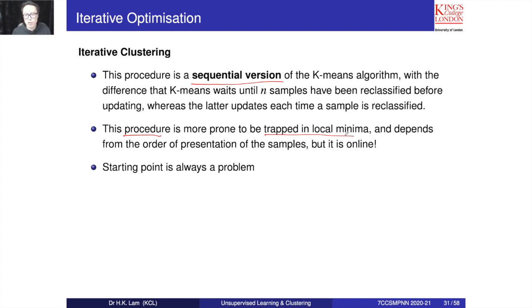Also, when we pick the samples, a different order will give you different results. So that also explains why it is very easy to be trapped in a local minimum, and why it is very sensitive to the initial condition. Something like gradient descent: if you start at a different point, you will end up with a different result.